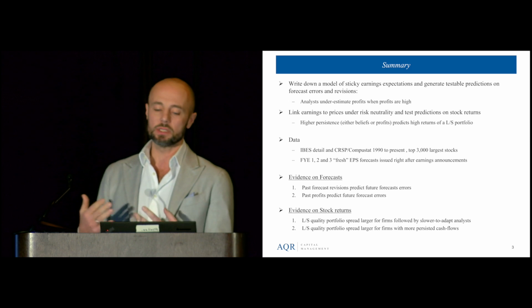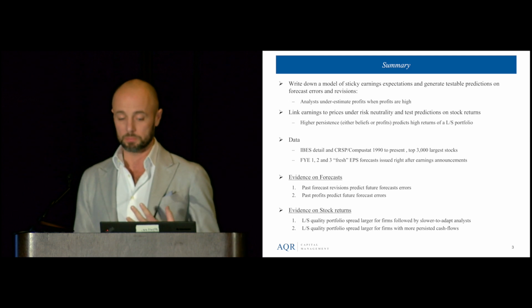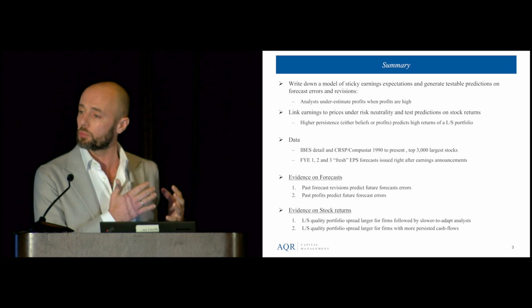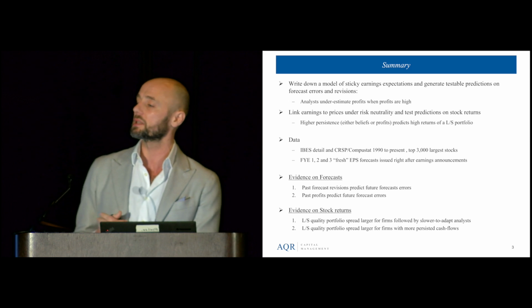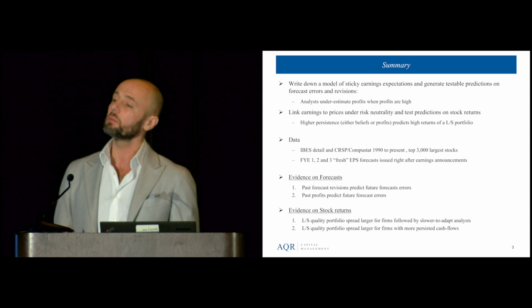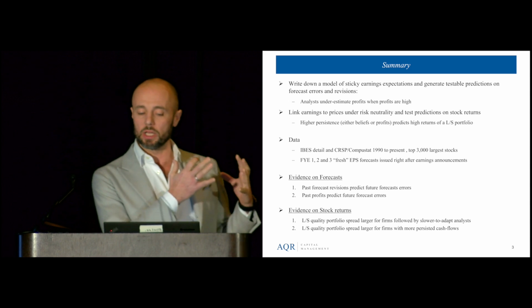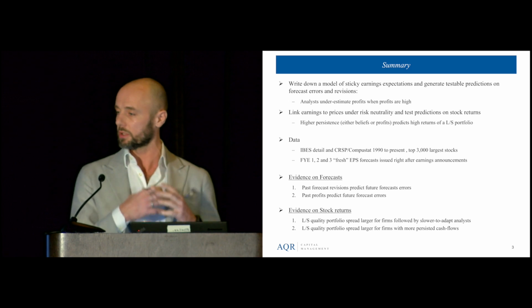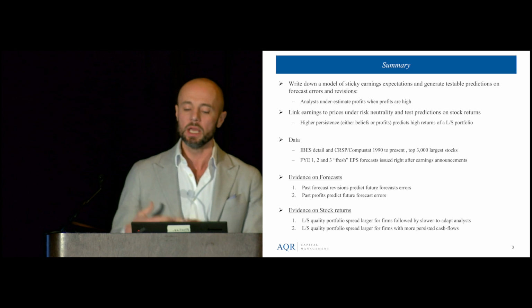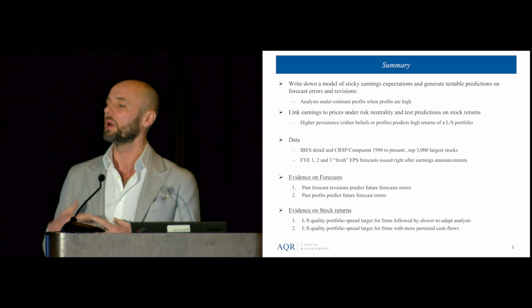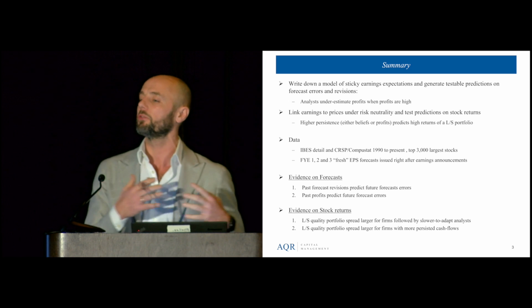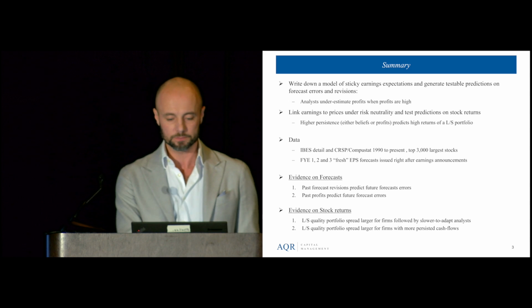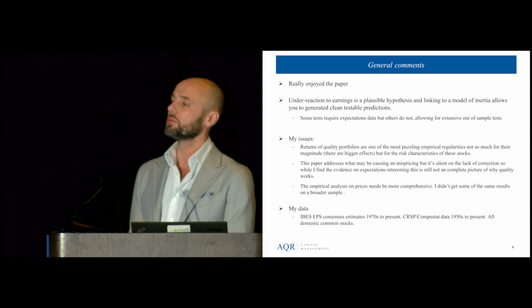They have two pieces of evidence. Evidence on forecasts, that is, past forecast revisions predict future forecast errors, and in particular past profits predict future forecast errors. That's consistent with their model. And then some evidence on stock returns, where they show the return of a long-short portfolio, long high quality and short low quality, is higher either for firms that are followed by slower-to-adapt analysts or for firms that have more persistent cash flows and earnings.